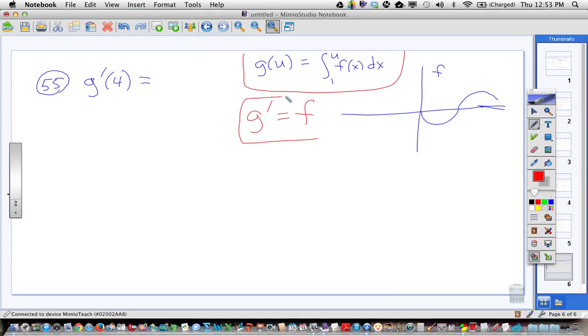I would like you to get in a habit, when you're given an area function like that in the blue, you immediately write down what I wrote down. Because now what you've done is given the basis for all of your justifications in that problem. G prime is the same as f. So therefore g prime of 4 means they really want f of 4. And since this is the f graph, all we've got to do is come over here, look at 4, find the y value, and it's 2, right?